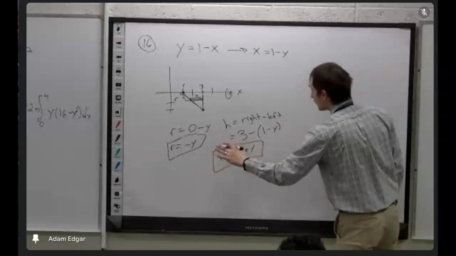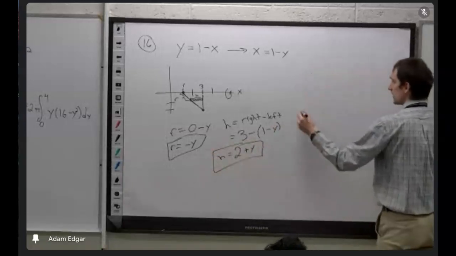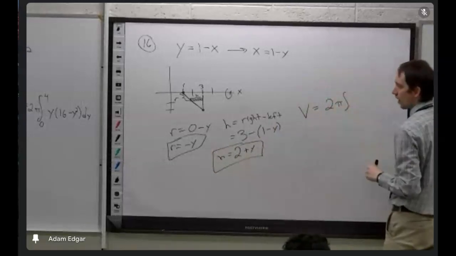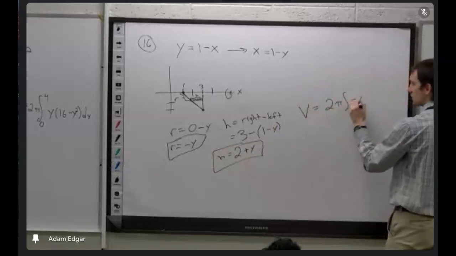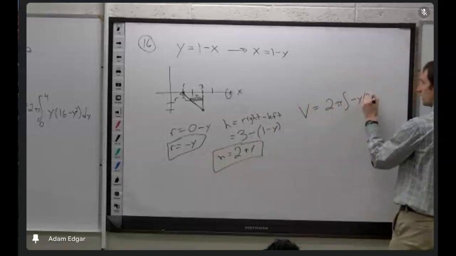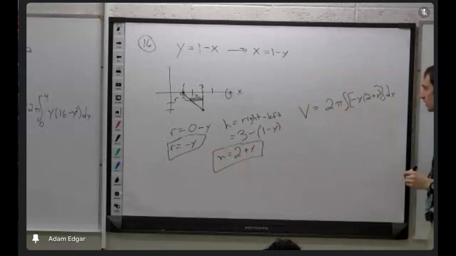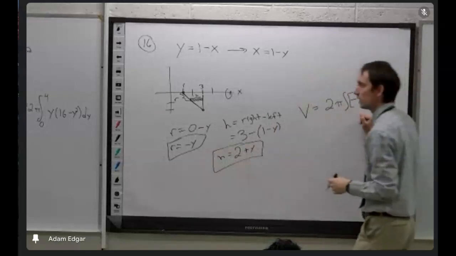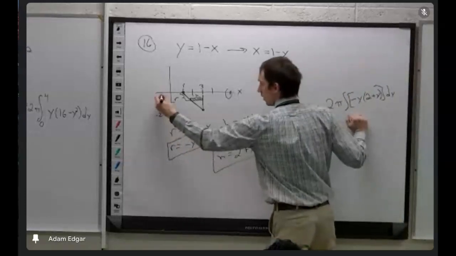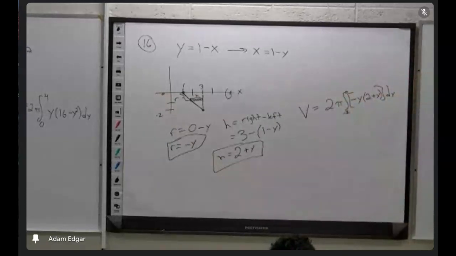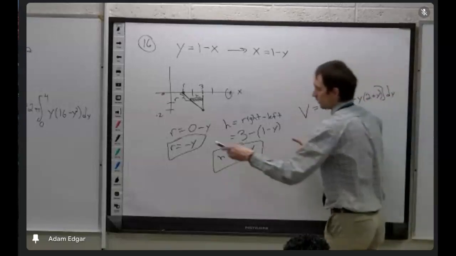Once you've got your radius and your height, putting them together in the volume is not bad. 2 pi r times h is negative y times 2 plus y dy. And then you got to get your bounds of integration. We're doing stuff in terms of y, and that takes us from negative 2 up to 0. And then from here, you'd be on your way. You'd be fine. This is getting to this point and fighting through your radius and your height.